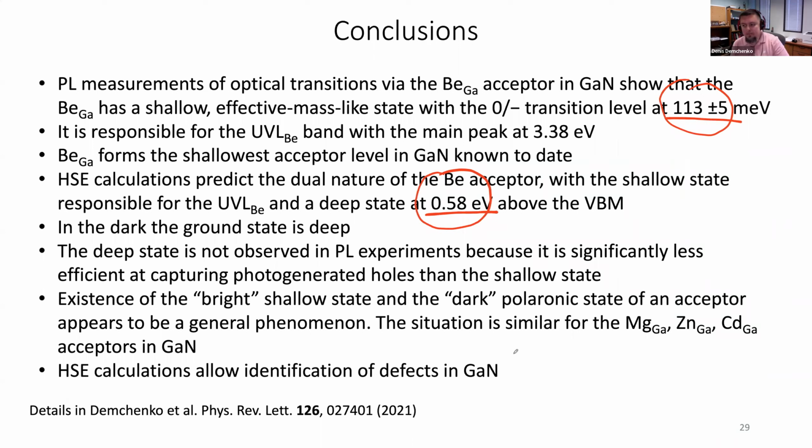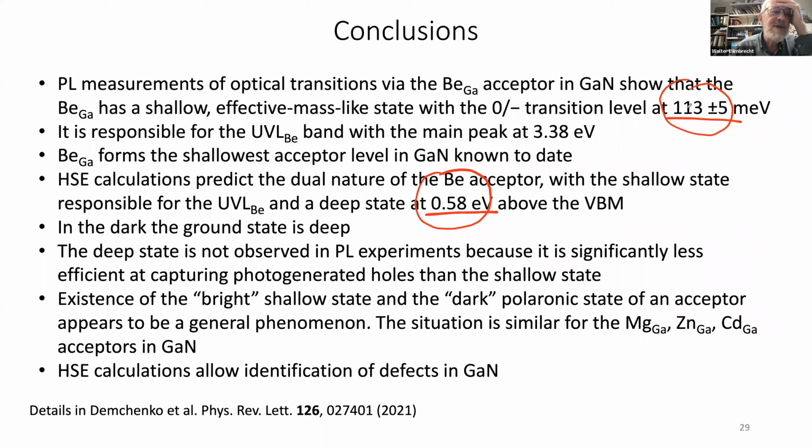I mean, that could work, but it's a bulk sample. What we think currently is that in the dark, it's going to be high resistivity. It's not going to be p-type because the acceptor level for the polaronic state is 0.6 eV. It's too deep. If you shine the light on it, though, the shallow state captures the hole. Maybe there might be a way to use that. Okay, thanks. Yeah, sure.